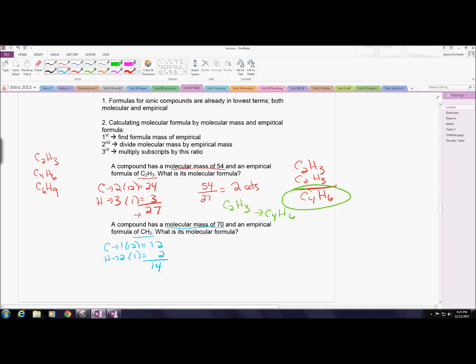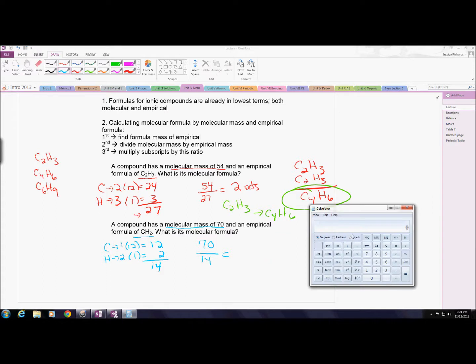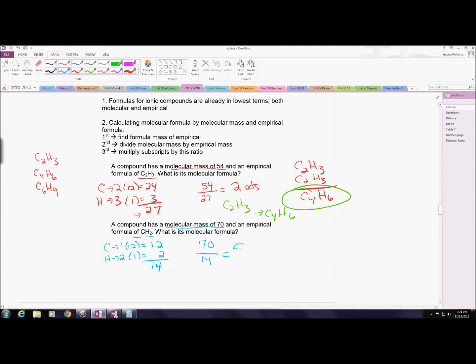So remember, every compound that has the empirical formula CH2 is going to have a molecular mass that's a multiple of 14. So we're going to take the molecular mass of 70 and divide it by 14 to see how many sets, how many units of that we have. So 70 divided by 14 gives us 5. So I have 5 sets, and I just multiply the subscripts through. So CH2, and I multiply that through by 5, gives me C5H10, and that would be my molecular formula.